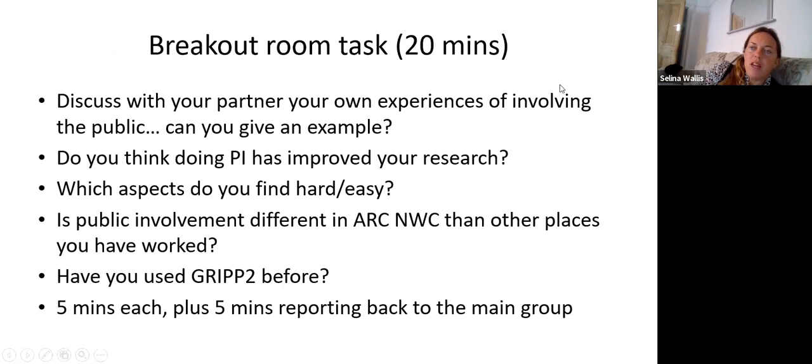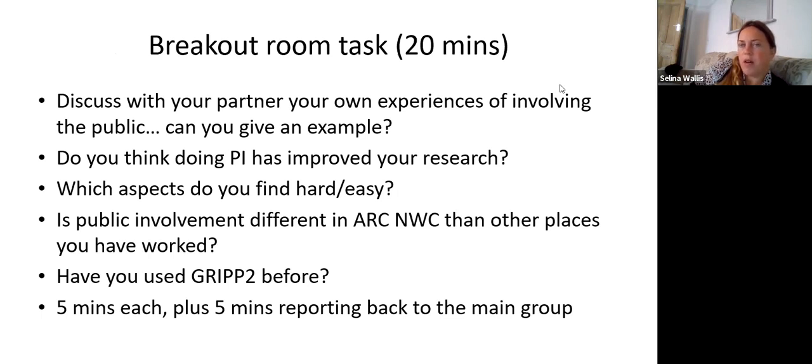Okay, so normally at this point I get everyone to go in breakout rooms, but because there's only like 4 of us, I think we're not going to bother with that. Usually if there's loads of people it can be a bit hectic, but I think we're just going to do it all together as a group, if that's okay.